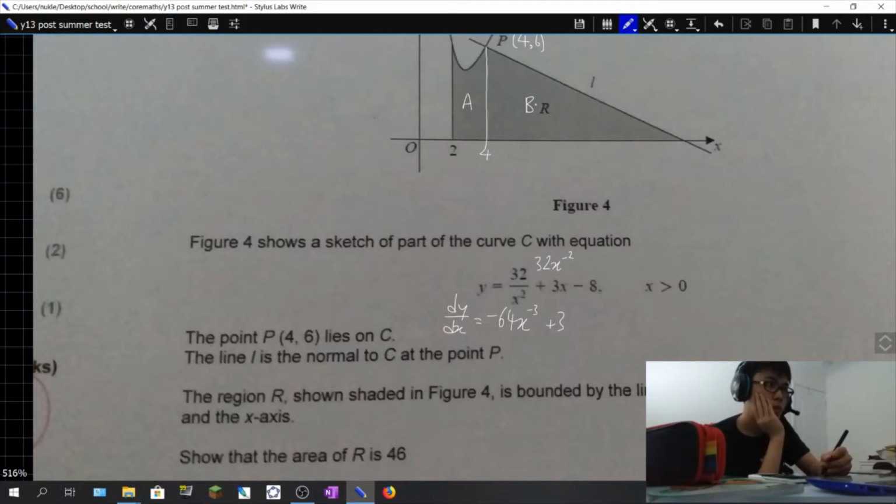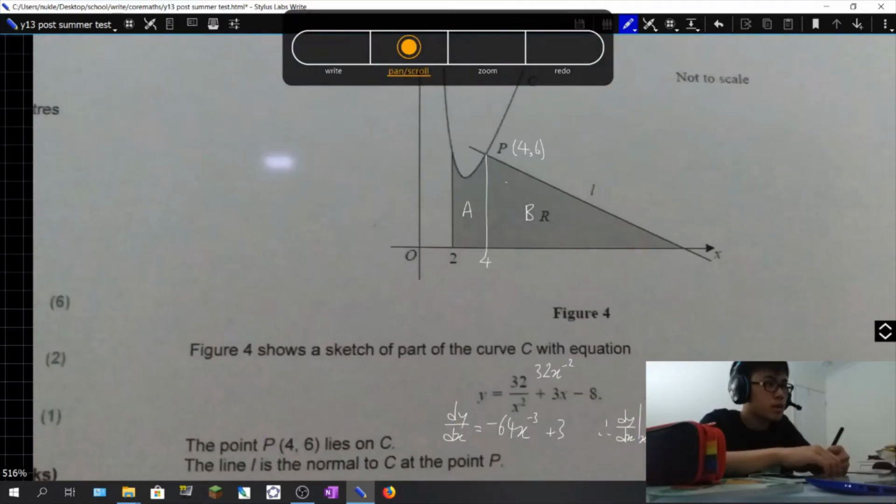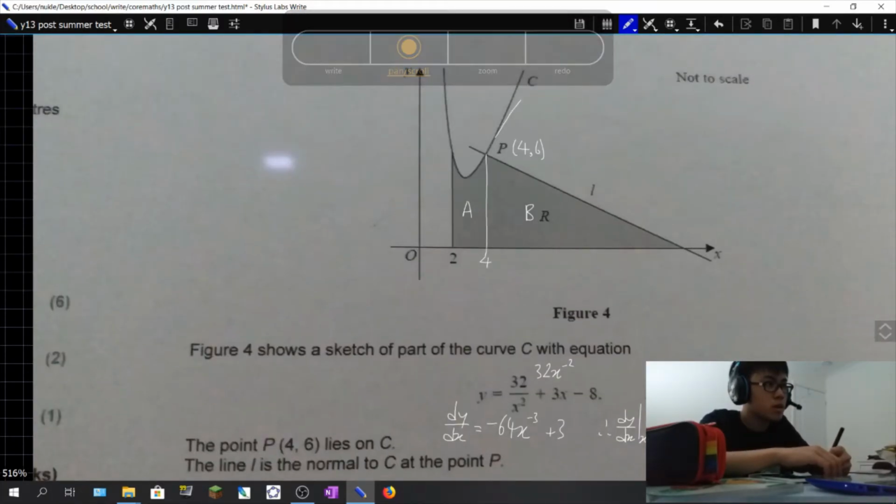So when we sub in x is equal to 4, we're going to get 4 cubed is 64, I think. Right? It is 64, so we're just going to get negative 1 plus 3, which is 2. So that's the tangent, right?